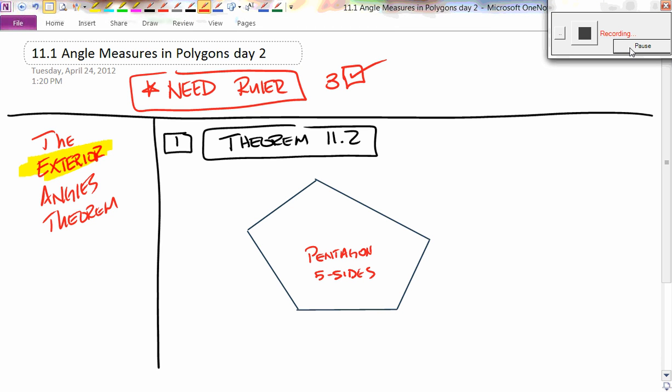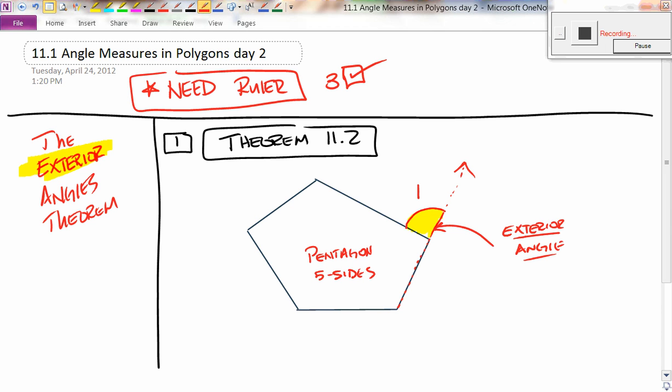Okay, next what I want you to do is pick a side, and watch what I'm going to do first, because then you do it on your paper. I want you to pick a side, and extend one of those sides out, like this. And what we're going to do is create an exterior angle. So I'm going to call that angle 1. So this piece is called an exterior angle. The exterior angle is the angle that's made on the outside.